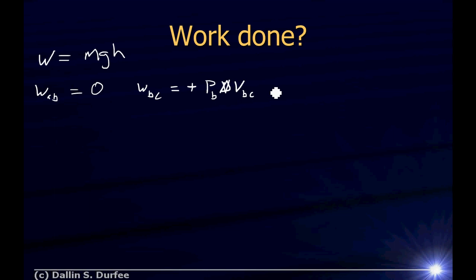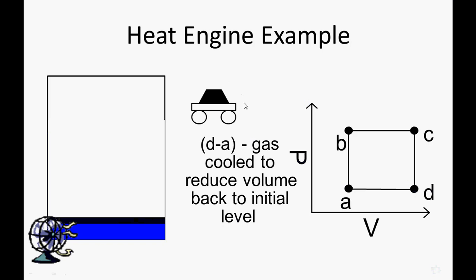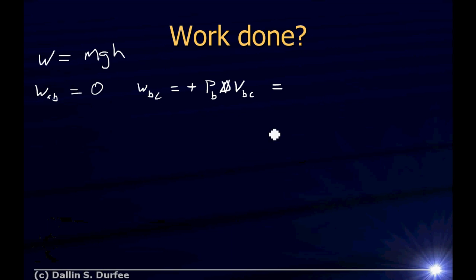All right? Okay, but we're not done here. What is the pressure at point B? At point B, that's when I have the cart onto the piston. All right? So the pressure has to be big enough to hold up the mass of the cart plus the mass of the piston.